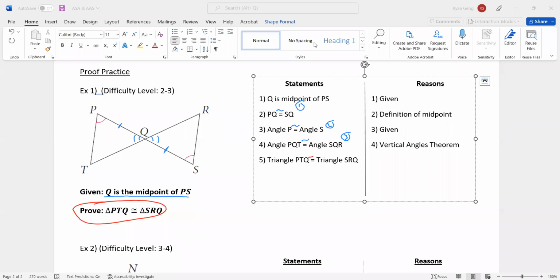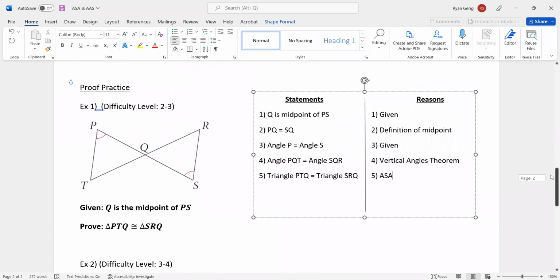How do I know that they're congruent? It's one of those shortcuts. Which one? Is it angle, angle, side, or angle, side, angle? Well, the side that's marked is between the 2 angles that are marked, so it's angle, side, angle. Okay, and that is a proof. All done. Okay, let's move down to the next one.